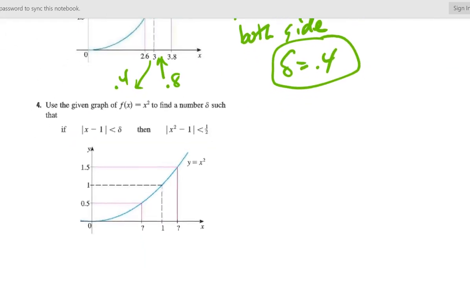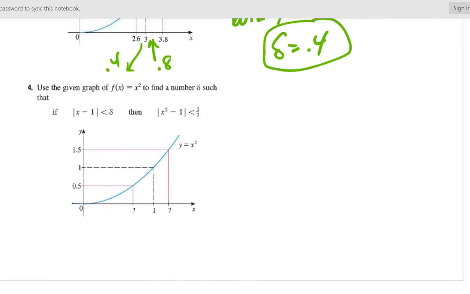All right, now let's look at another one. This is a little different. Find a number delta such that... so now we need to find the delta that works on both sides, so that whenever you pick an x value in between these vertical lines, it lands in between the horizontal lines. Well, let's just see. It looks like our function is y equals x squared. So let's take y equals x squared.